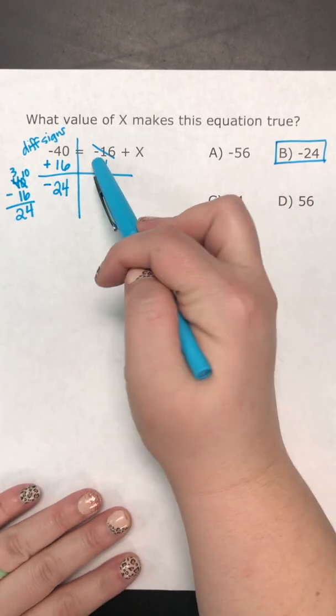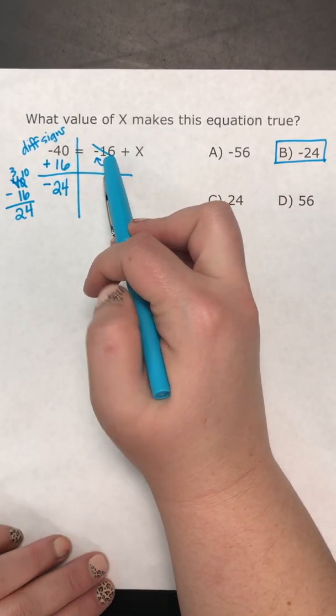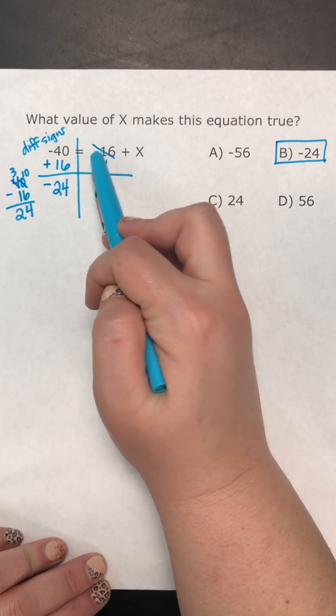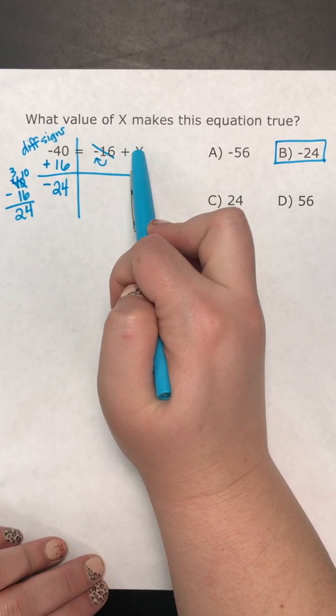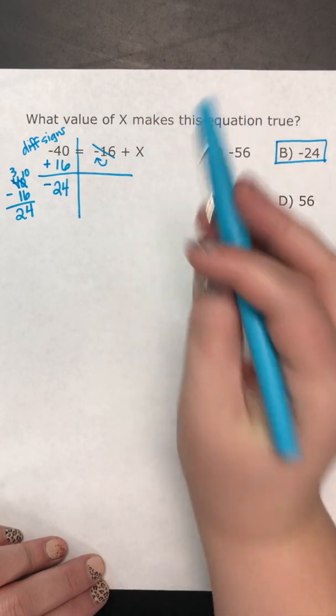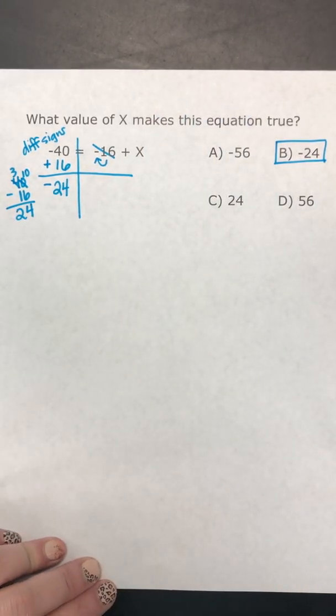All right, remember when you are solving, you use inverse operations and you do the inverse of the sign in front of the number, not behind. Okay, in front of the number, not behind. All right, solving equations with integers.